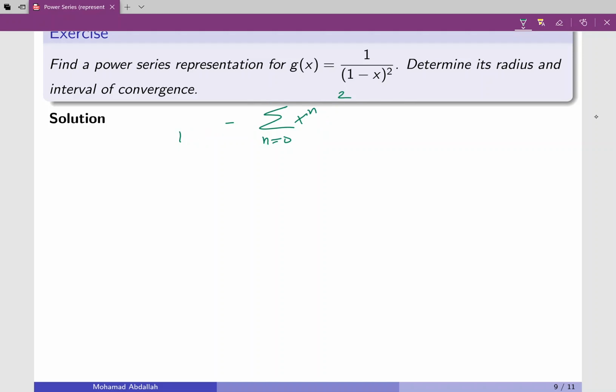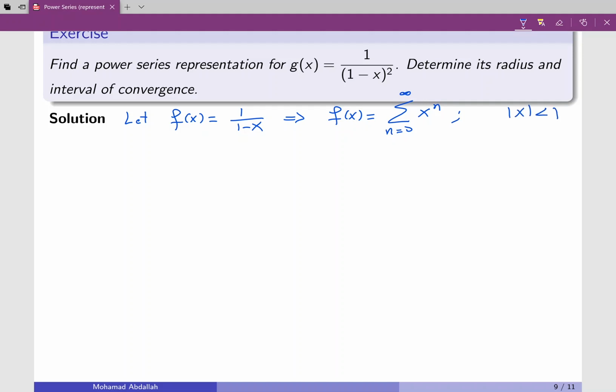We need to be smarter here, and we need to relate this to what we have mentioned earlier. Let's look at this relationship. Let f of x be 1 over 1 minus x. Then I know that f of x can be represented as the sum of x to the n from n equals 0 to infinity, and the absolute value of x has to be less than 1. This is something that we know.